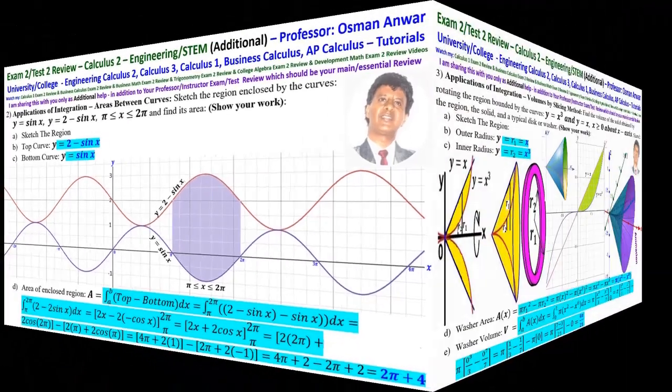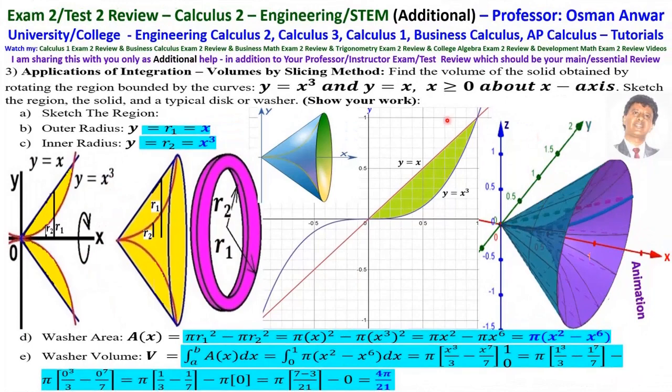plus 4. Number 3 is find the volume of the solid obtained by rotating the region bounded by the curve y equals x cubed and y equals x, where x is greater or equal to 0, about the x-axis. So you're going to rotate this about the x-axis. Sketch the region, the solid, and the typical disk washer, and find the volume, of course.